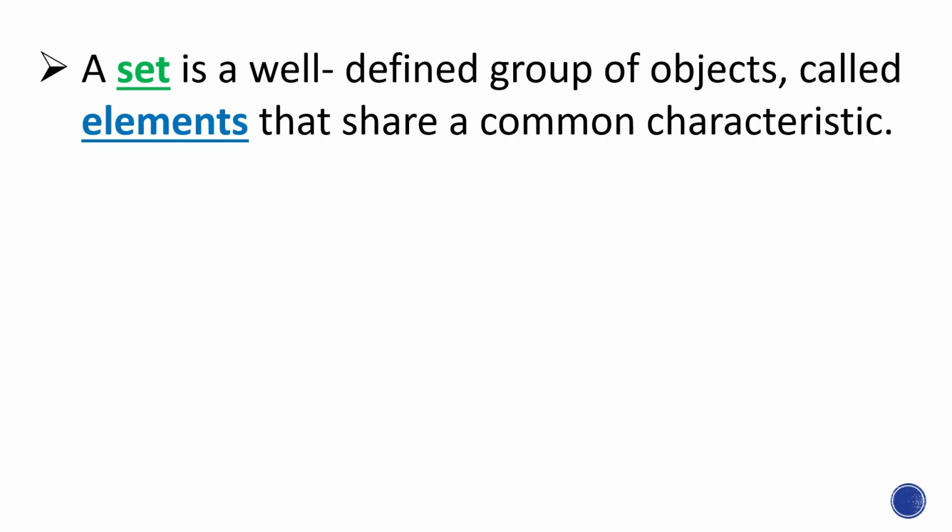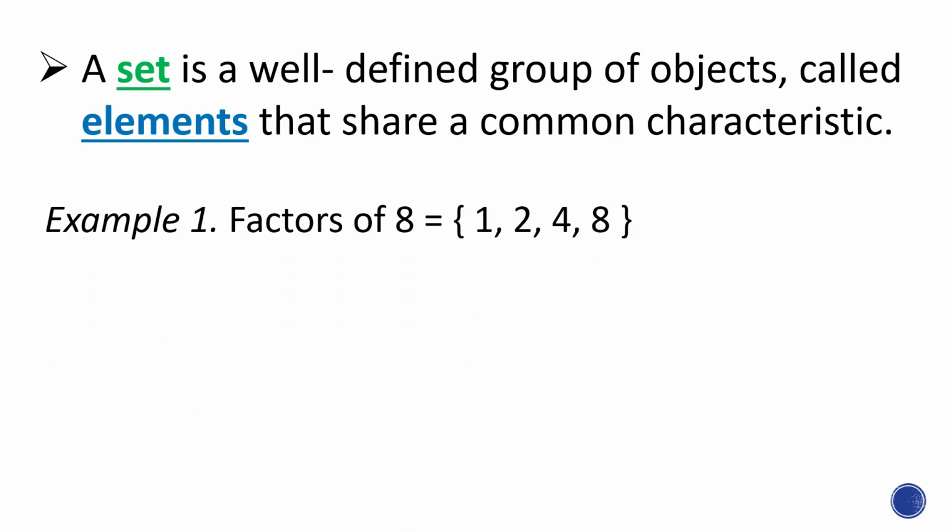A set is a well-defined group of objects. Now, the objects in a set are called elements, okay? And the elements share a common characteristic. For example, here, factors of 8: 1, 2, 4, and 8. Those are the objects, and they are called elements. We have 4 elements here, and these 4 elements share a common characteristic. What is that? They are all factors of 8. Alright? Let me give you another example.